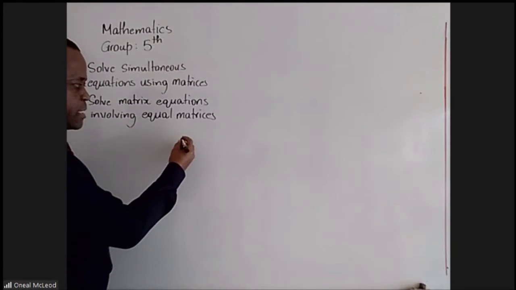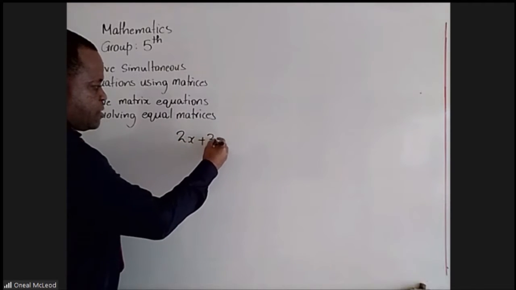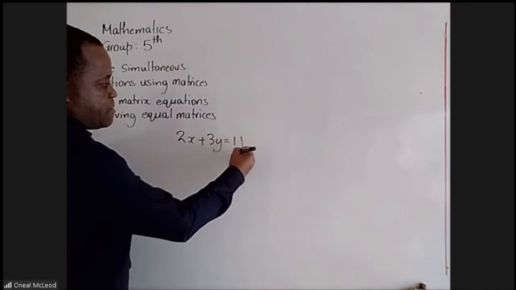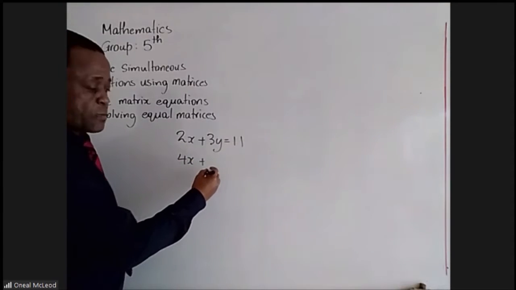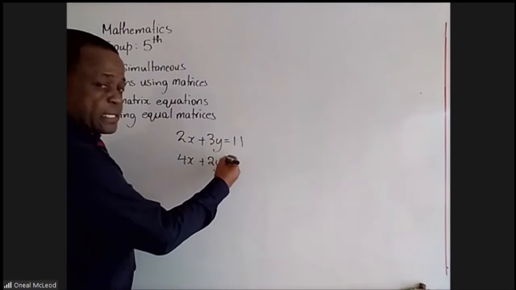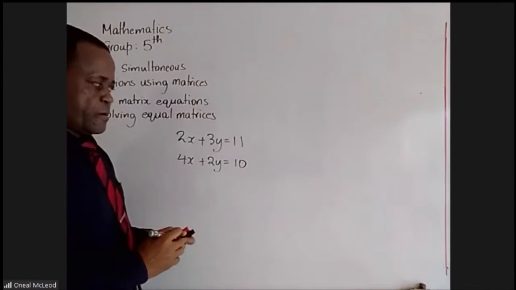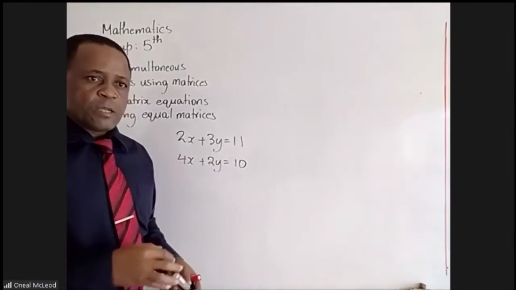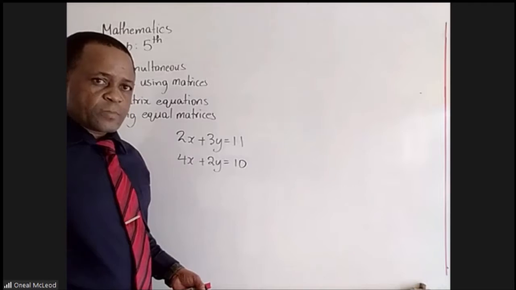The question that we want to look at here is 2x plus 3y equal to 11, and 4x plus 2y equal to 10. So we want to solve that pair of simultaneous equations, but we must use the matrix method.